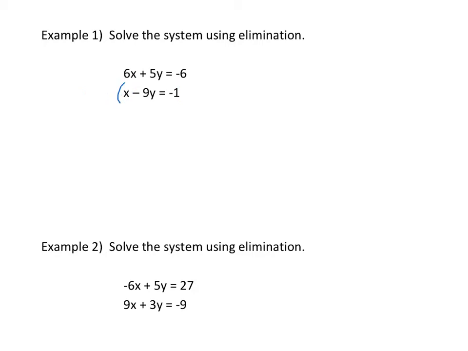We're going to take the bottom equation times a negative 6, make this a little bit clearer, negative 6. We're going to distribute that negative 6, and we're going to get negative 6x plus 54y equals a positive 6. Now I'm going to write the other equation down here below it so we don't have to look at a messy page here.